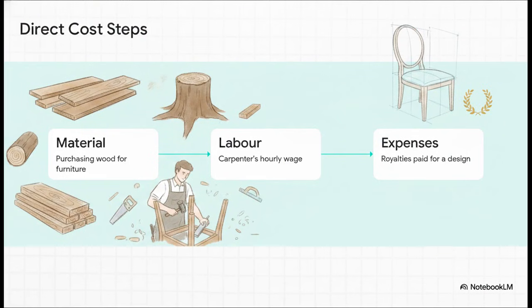Let's put this into perspective. Imagine a furniture maker. First up, you've got direct material. That's the physical wood you bought to build a chair. Step 2 is direct labor. That's the hourly wage paid specifically to the carpenter who is physically cutting and assembling that exact piece of wood. And Step 3 covers direct expenses, say a royalty fee you have to pay to a famous designer for every single chair you produce using their licensed blueprint.